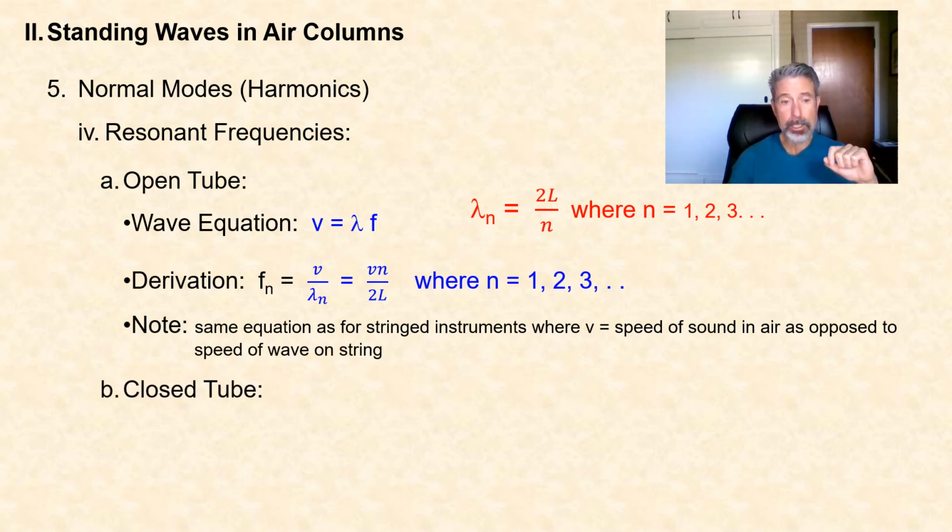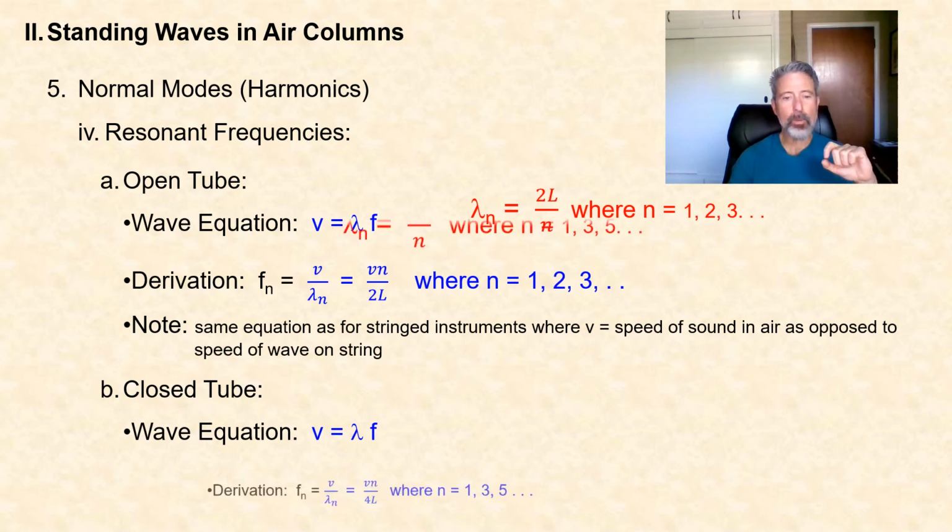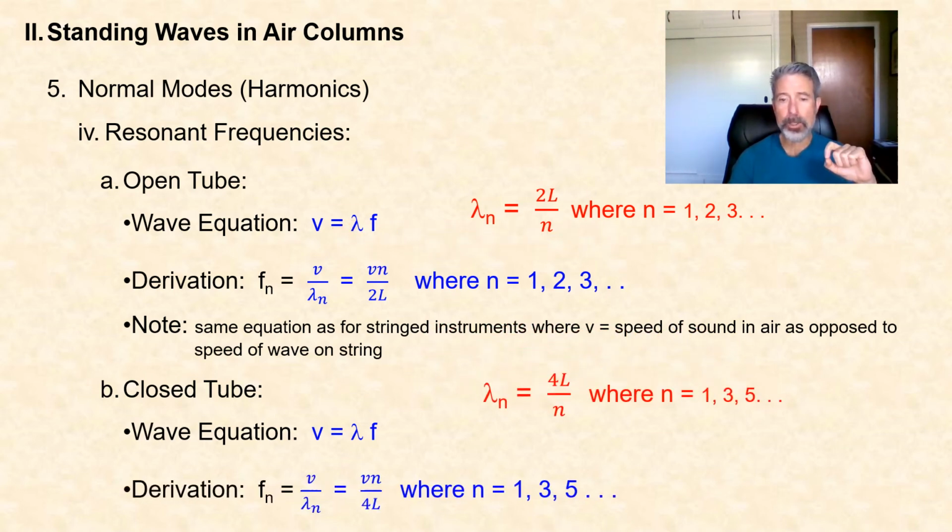When we turn our attention to the closed tube instruments, once again using the wave equation and making the substitution, remember here the resonant wavelengths are given by this condition, 4 times the tube length divided by n, where n takes on odd integer numbers. Substituting that in, we find that these resonant frequencies are given by wave speed times our odd integer n divided by 4L. So there we have it. These are the equations that determine the resonant frequencies for the allowed standing waves you can get in both an open tube and a closed tube instrument.